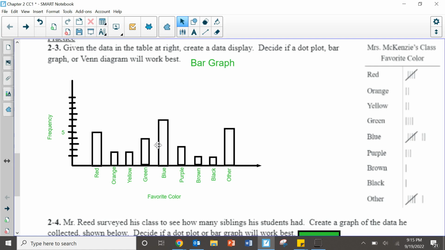And it's also super, super important. You know I'm big on labeling, so label your axes. So this is favorite colors, and this would be the frequency, how many students fell into that. So go ahead and pause if you need to get this bar graph down.